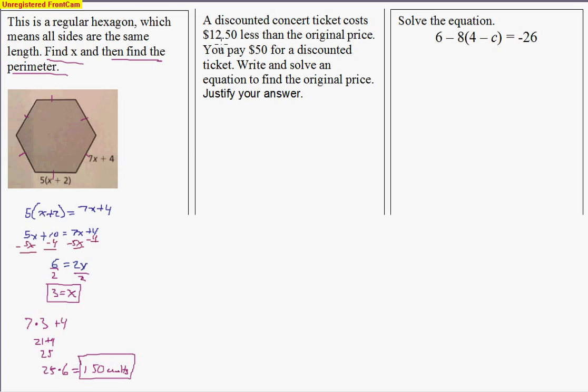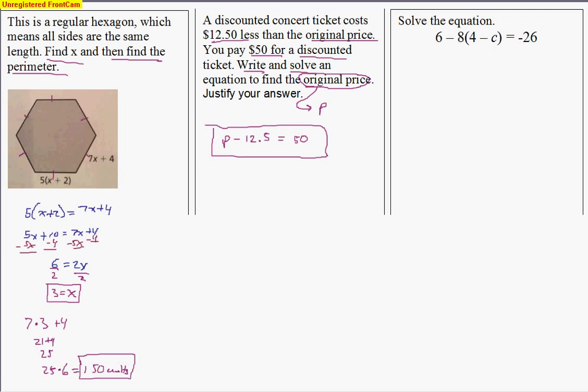And looking at the next one, it says discounted concert tickets cost $12.50 less than the original price. You pay $50 for the discounted ticket. Write and solve an equation for the original price. So I'm going to say that the original price is P. So I'm going to start off with P, the original price, take away $12.50 from the original price will equal the discounted ticket of $50. So there's my equation.